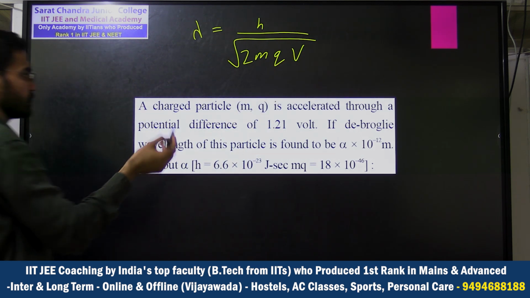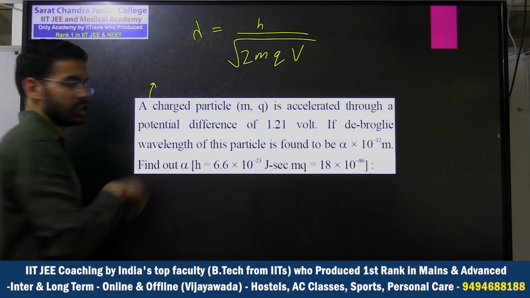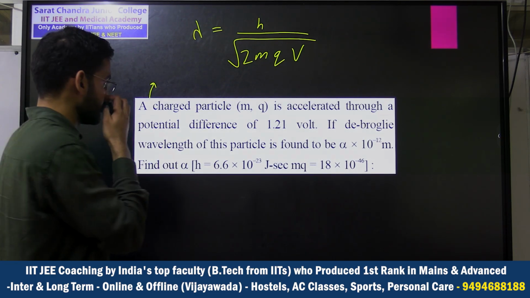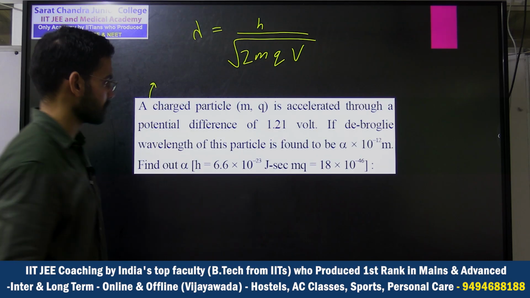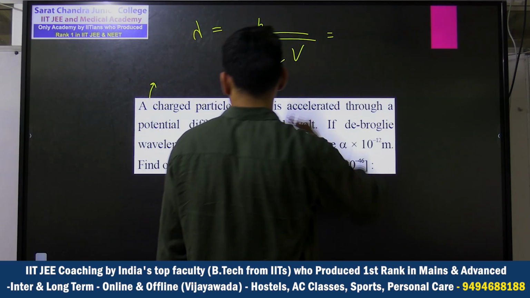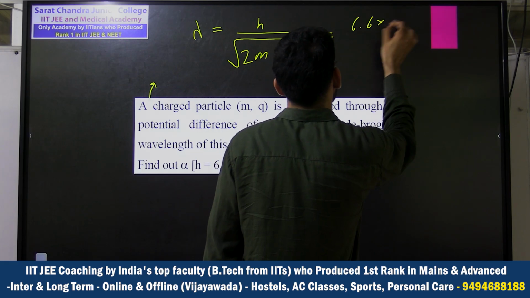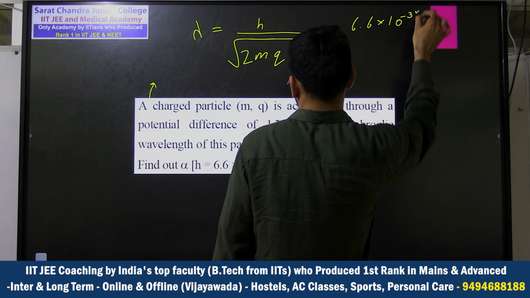But remember it is memory based. He should give here that the charge started from rest and all those things. Maybe in JEE Main he will not give it. Okay. So you can consider this formula. Now the h value, here the h value is wrong. Okay, it is 6.6 into 10 to the power minus 34, right?